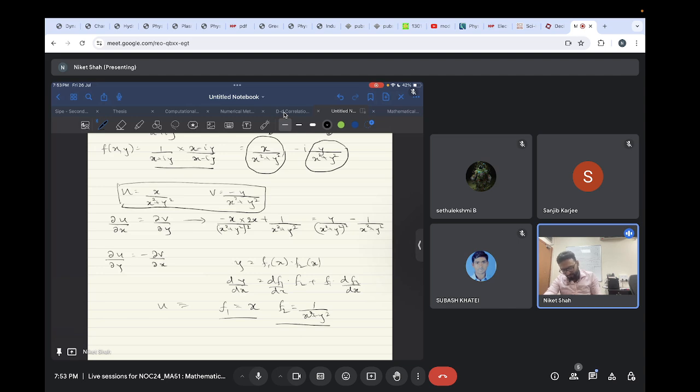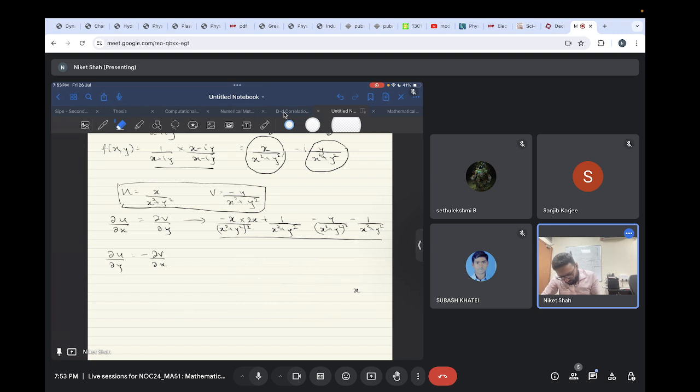So f1 is x and f2 is 1 upon x square plus y square. This is how I'm using the multiplication rule to evaluate this derivative. But nonetheless, you can see that there is no difficulty here. So this is what I get. And maybe I'll evaluate this one step lower. So doing this, what I get is minus 2x square divided by x square plus y square, the whole square, plus x square plus y square. I'm multiplying and dividing by x square plus y square for the second term.